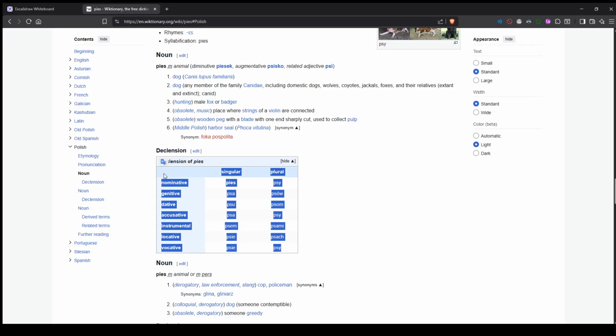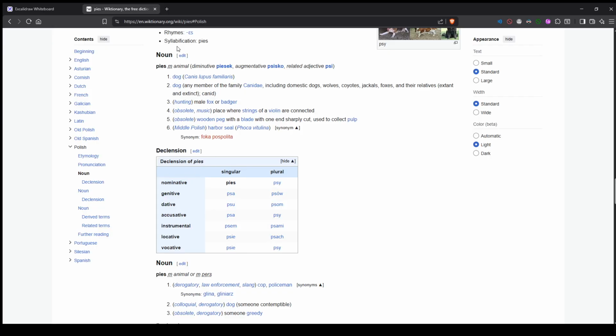That is the whole table of that noun declined. I hope it's the correct verb. So basically, this shows the noun in every case, okay? As we've talked. Nominative, genitive, dative, accusative, instrumental, locative, and vocative. This is the noun pies, or dog, in every case. So these are the forms, okay? So you can see some of them are exactly the same. So for example, this one and that one, and also this one and this one.